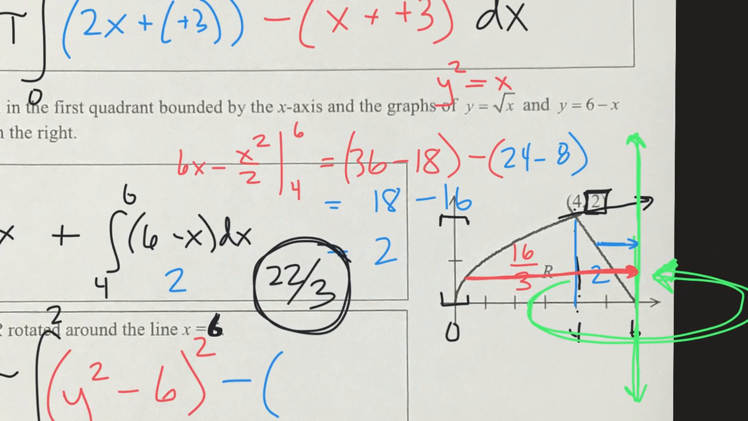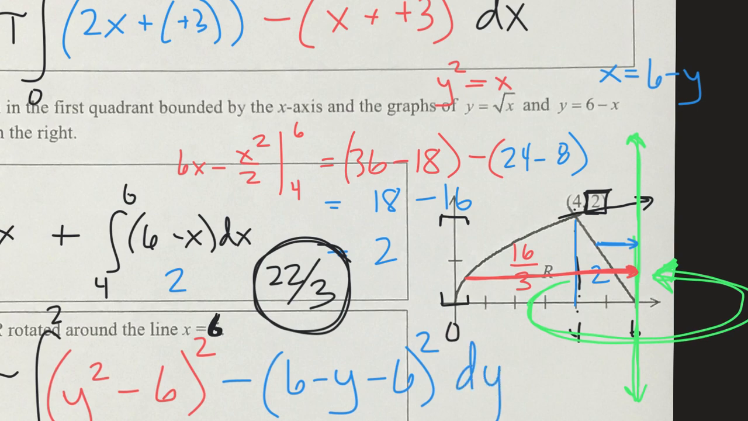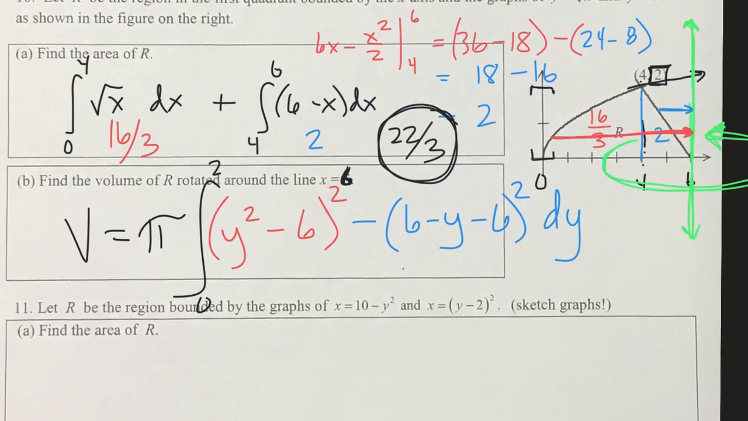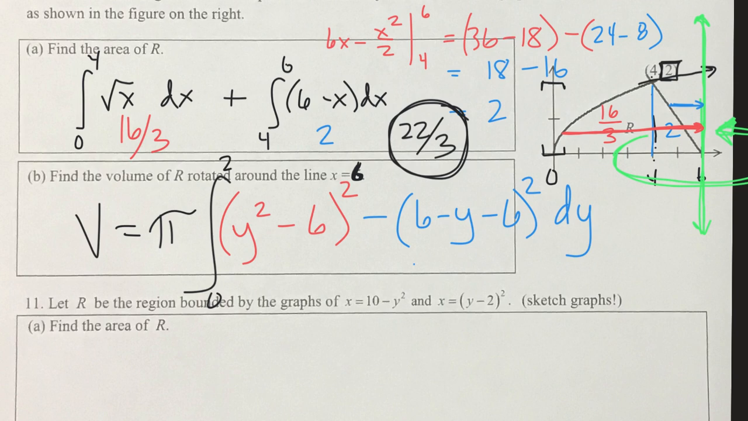So this one is x minus 6. Let's solve this for x also. So x equals 6 minus y. So 6 minus y minus 6, squared, dy. When you're doing a horizontal rotation, everything needs to be in terms of y. Your intervals need to be in terms of y, so they're y value intervals. And your equations need to be in terms of y, and everything else needs to be in terms of y. So don't forget that when you're doing it.